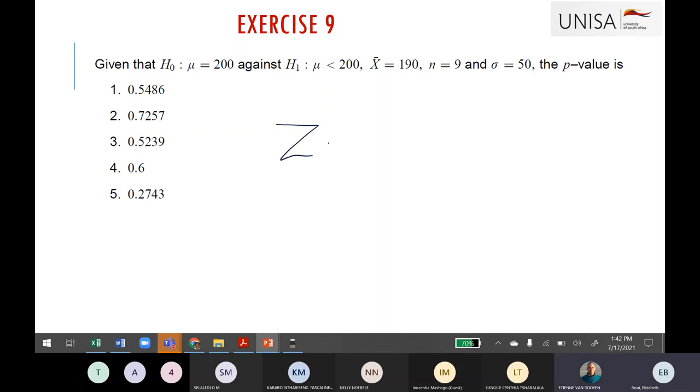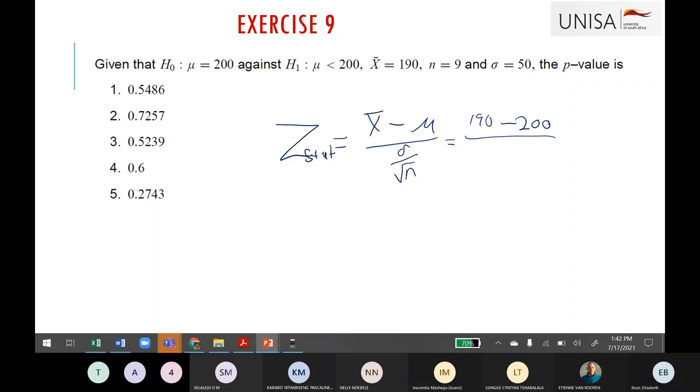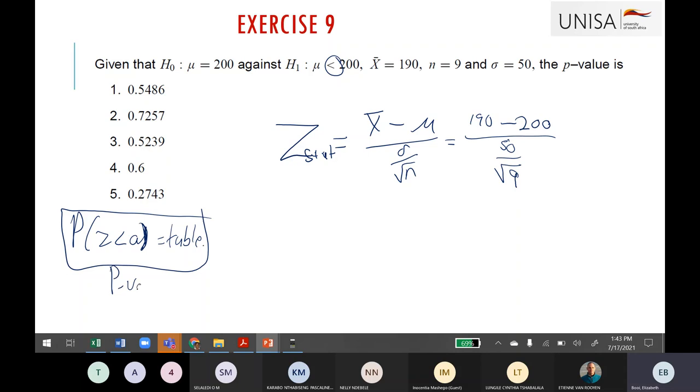Find the p-value. You first need to calculate your z-stat and use your z-stat to find your p-value. Your sample mean is 190 minus your population mean of 200, divided by your standard deviation of 50, divided by the square root of your n, which is 9. Calculate, then go find the probability on the table. Remember the sign. We know that the table contains less-than values, which are also called your p-values.